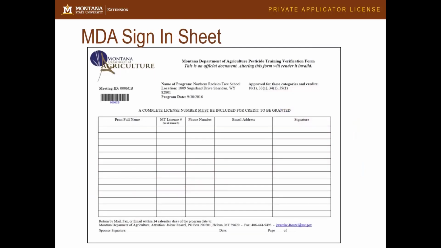Here's an example of the sign-in sheet you will see at courses. If you have multiple license numbers, you should put all license numbers down under your name.